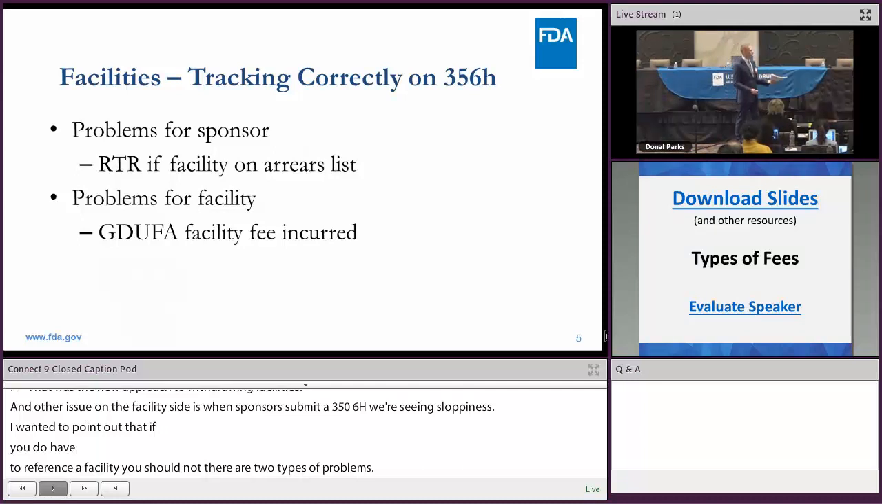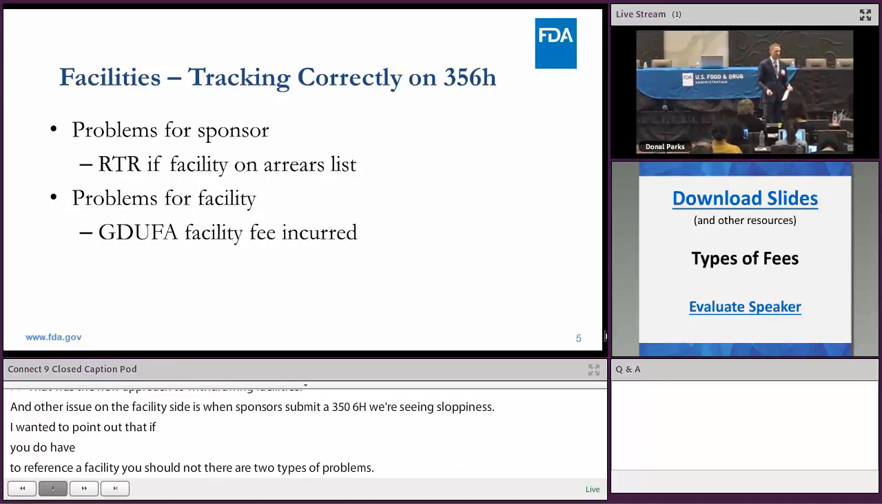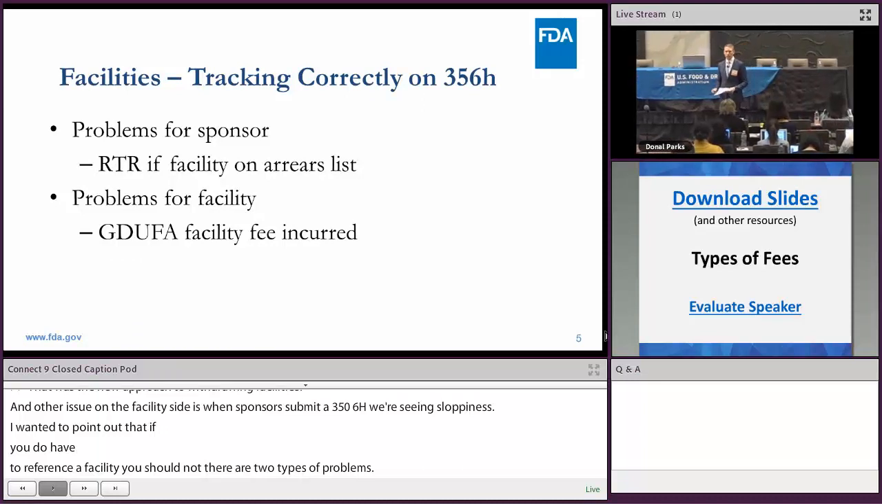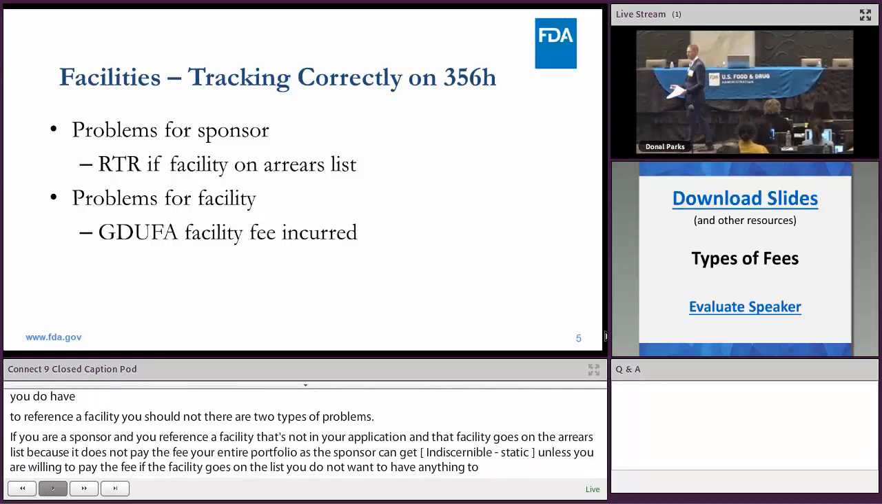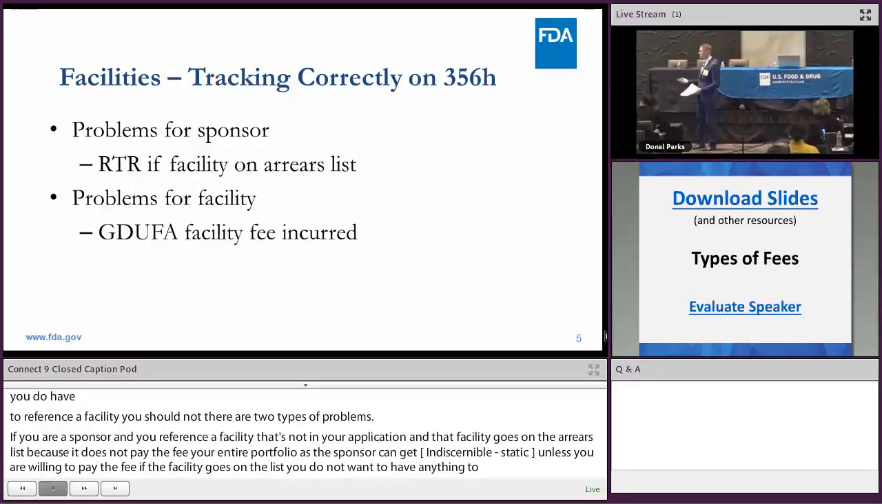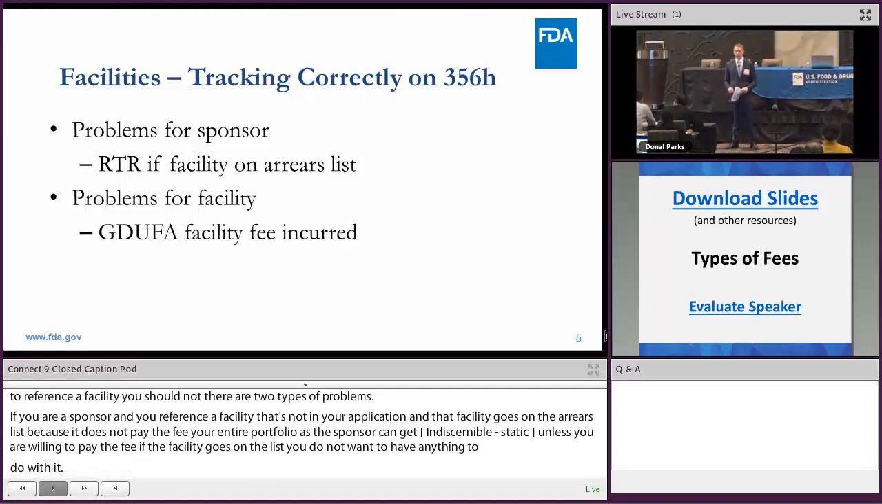So I would encourage sponsors to make sure that the facilities you're showing on your 356H are correct, because otherwise that may come back and bite you, not just for you, but your affiliates as well. And then of course, if you're a facility and you're referenced erroneously on an application, that could incur a fee for you, which I don't think anybody here wants to have.